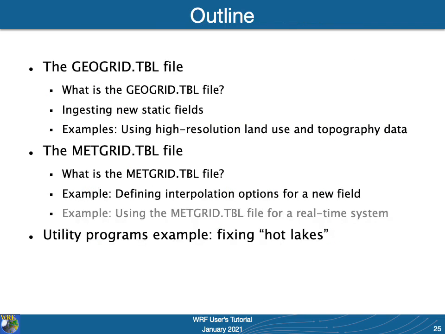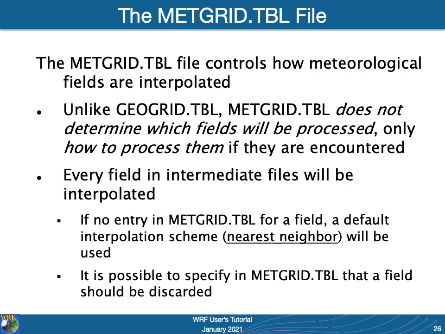So now we'll turn our attention to the METGRID.TBL file, and we'll explain how this file is used by the METGRID program, and we'll look at one detailed example. So the METGRID.TBL file is a text file that tells the METGRID program how to horizontally interpolate fields that it finds in intermediate files. And this is in contrast to the GEOGRID.TBL file, which told the GeoGrid program which fields had to be found on disk. So the METGRID.TBL only tells the METGRID program how to interpolate fields if they are found.